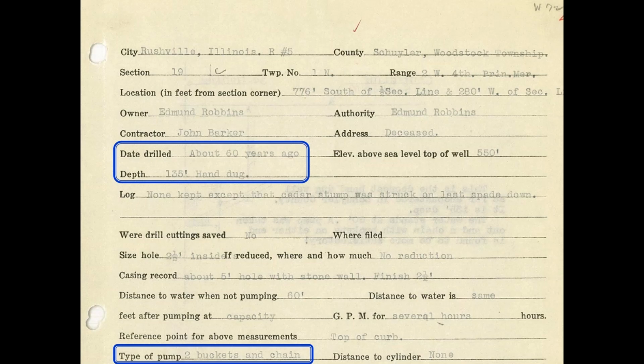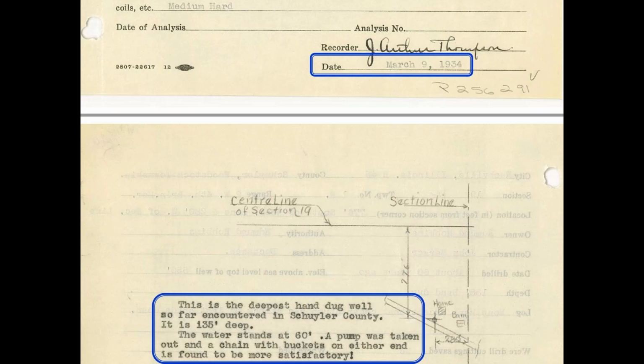But the interesting thing is, if you've ever seen a dug well, I think that someone dug a hole that was between 4 and 2.5 feet wide, 135 feet into the ground. Pretty scary stuff. Yeah, March 1934. And the thing is, it says the pump was taken out and a chain with buckets on either end is found to be more satisfactory.